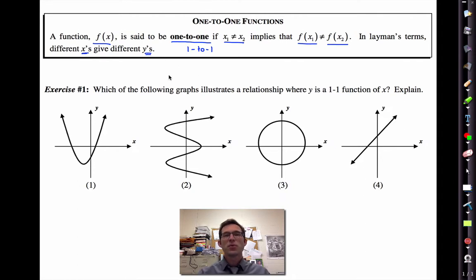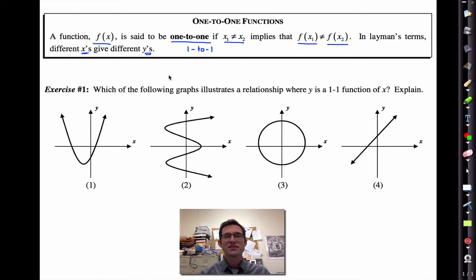Now, a lot of times people confuse the definition of a one-to-one function with simply the definition of a function. Remember, a function just says any given x value must have at most one y value. What this one says is different x values have different y values.